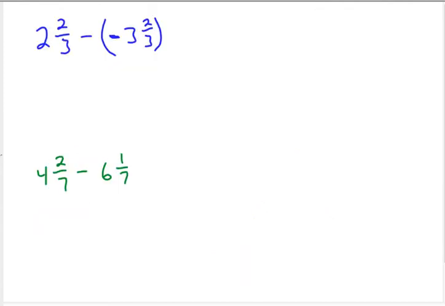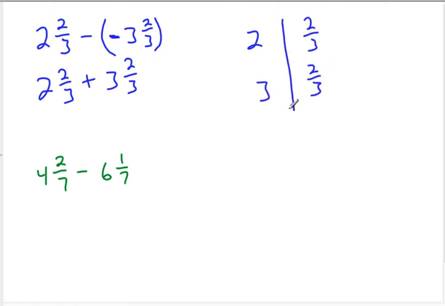Now let's keep going. So now we have positive 2 2/3 minus a negative. Now remember, when we're subtracting with positive and negative numbers, often it's easy to do a rewrite. So I'm going to force you guys for now to do a rewrite here and make this an addition, and then from there it'll be pretty simple. 2 2/3 plus 3 2/3, and we're adding here.